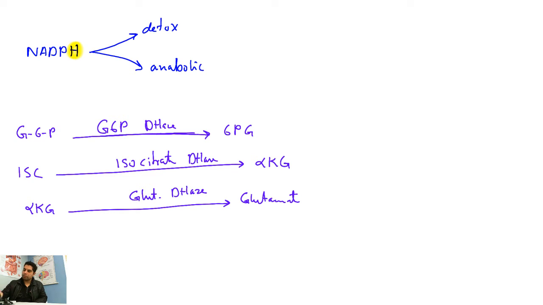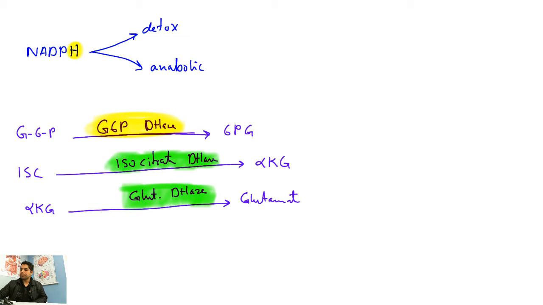What is the location of glucose 6-phosphate dehydrogenase? Where would you find this enzyme? Only cytoplasm. Very good. How about isocitrate dehydrogenase? Only mitochondria. How about glutamate dehydrogenase? Mitochondria. The only one that's cytoplasmic is glucose 6-phosphate dehydrogenase. Glucose 6-phosphate and 6-phosphogluconate dehydrogenase are both in the cytoplasm.